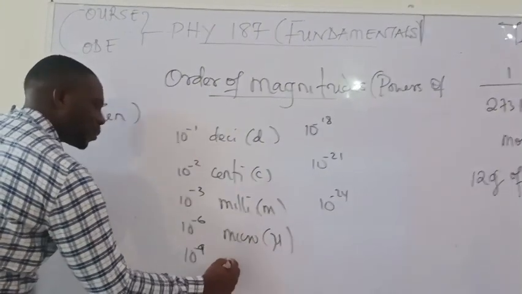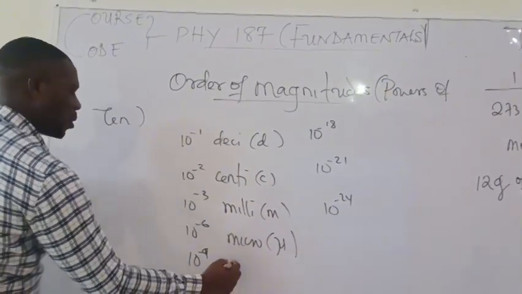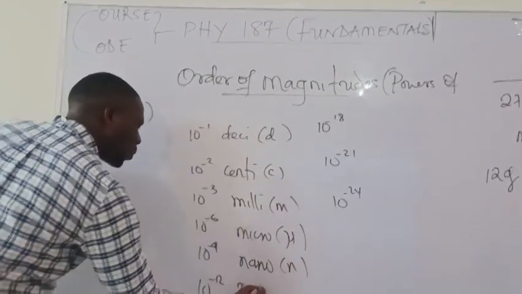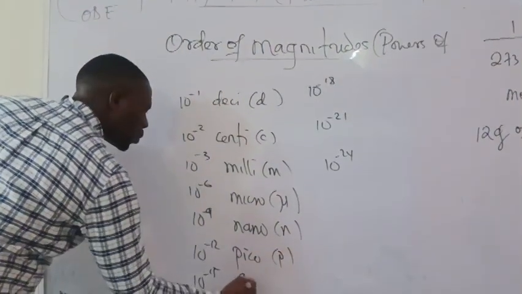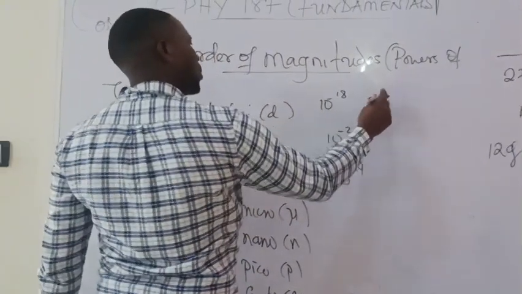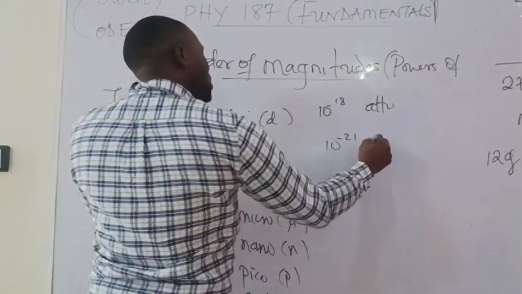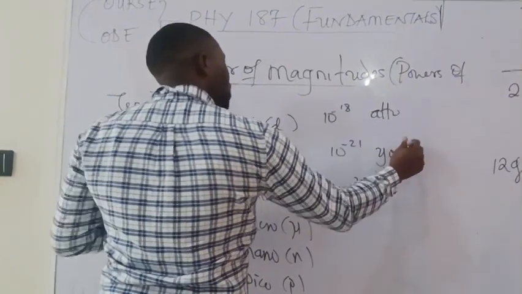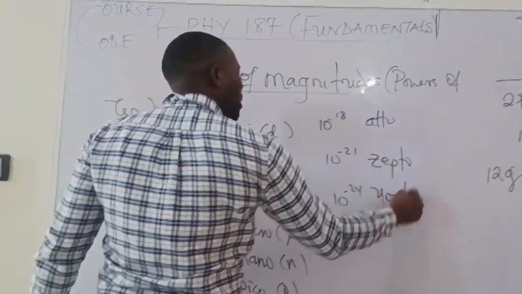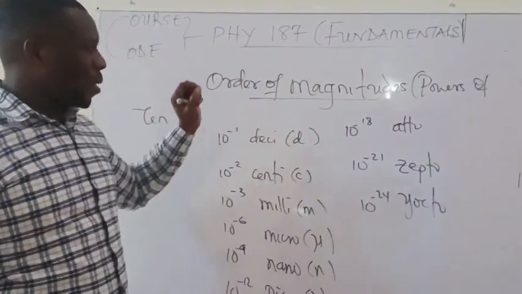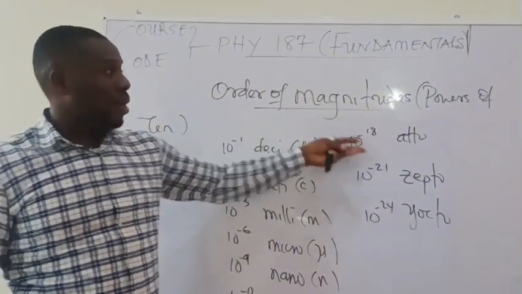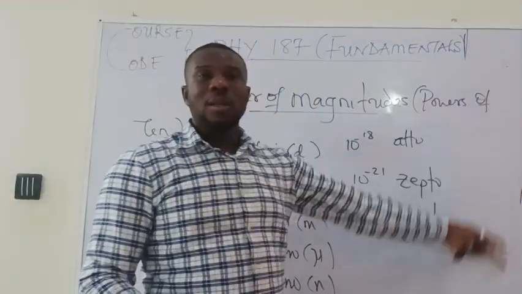This is nano, like you hear of nanometer. This is pico. This is femto, like femtometer. This is atto. This is zepto, and this is yocto. These are negative powers of 10. Of course, in a subsequent bulletin, I will talk about the positive powers of 10, and we'll see how we associate them with the SI units.